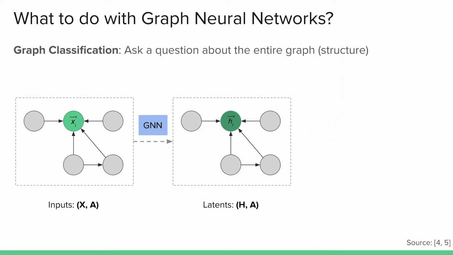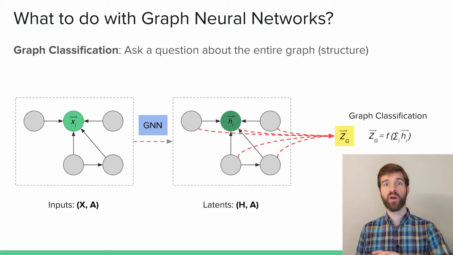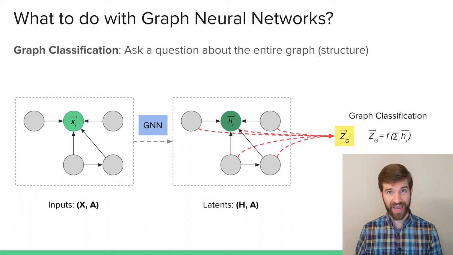Another thing that we could do with this learned representation would be to try to answer questions about the entire graph structure. This would be called graph classification. So we take all nodes and everything we've learned into consideration and try to aggregate this into one statement or one answer that we're trying to get about the entire graph.